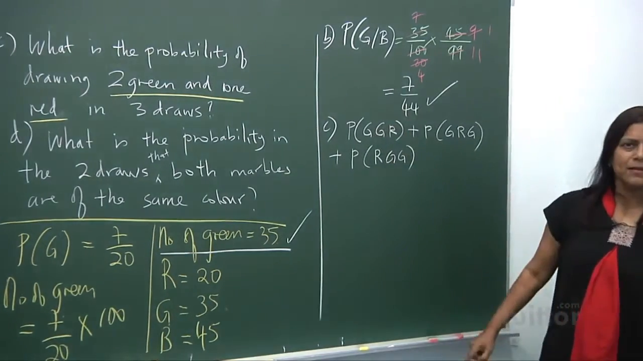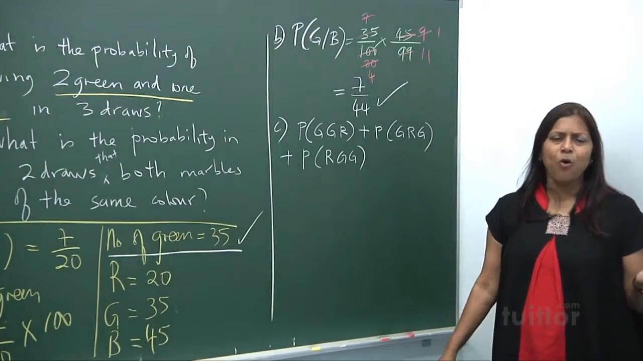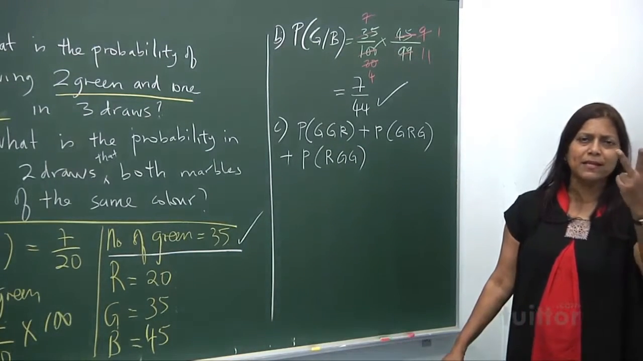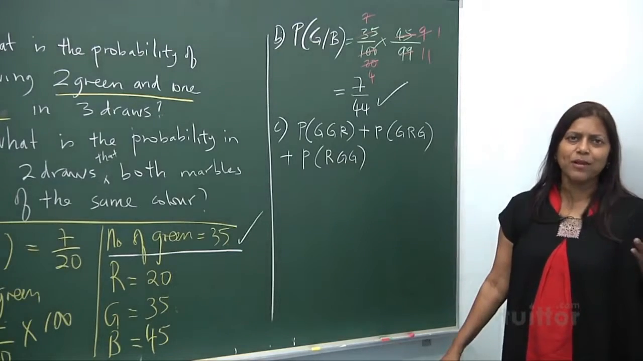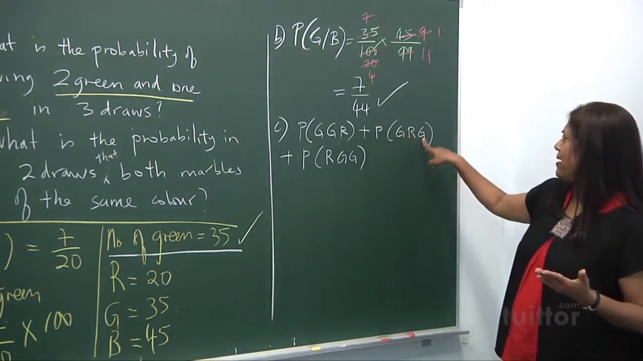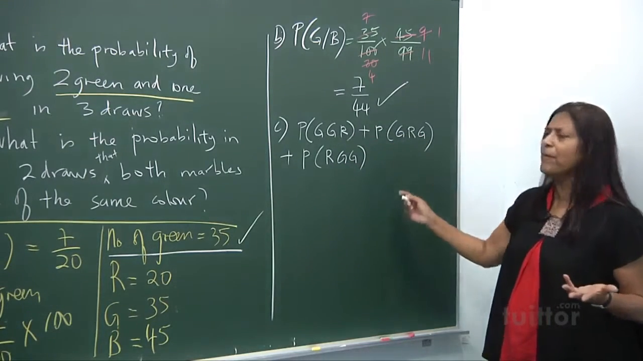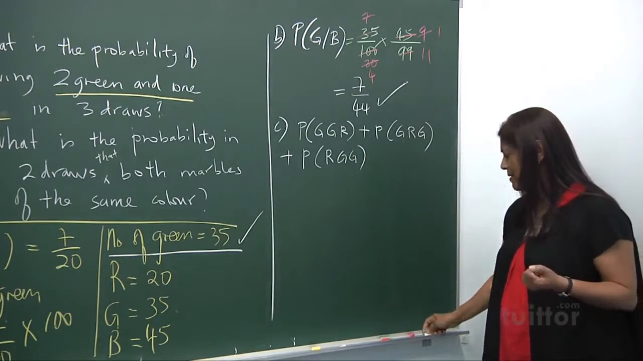Because they're both greens, if there's another color, then we're going to play it again. So the order, because you have two greens and one red, is either green, green, red, or green, red, green, or red, green, green. So you add these probabilities up and you would get the answer.